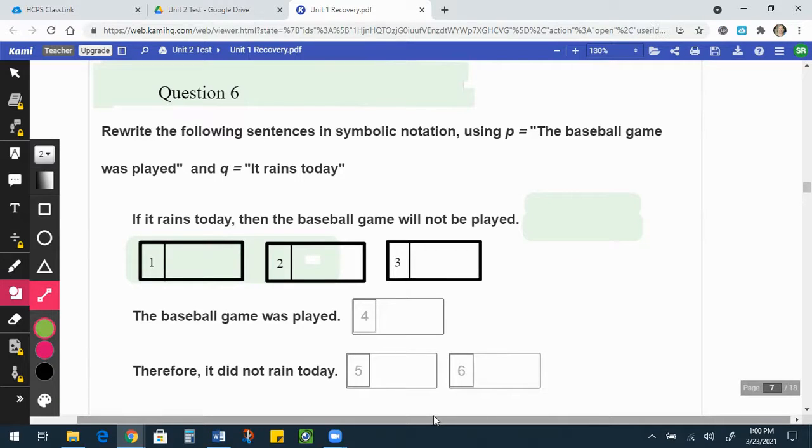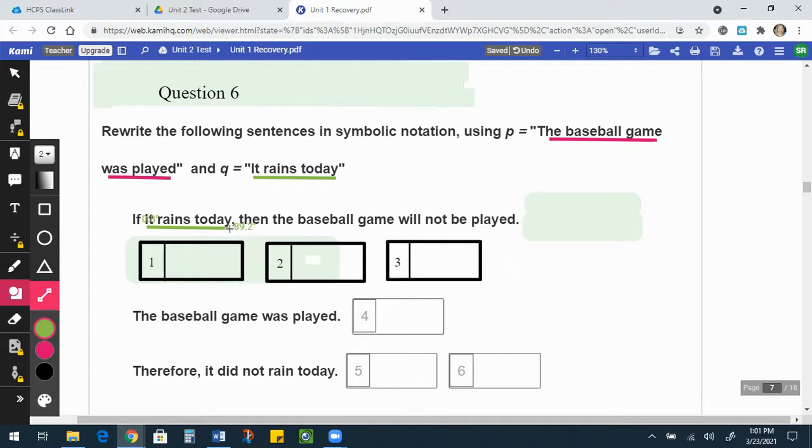Question 6. Rewrite the following sentences in symbolic notation using P equals the baseball game was played and Q equals it rains today. All right, so wherever we see the words the baseball game was played, we're going to replace that with the letter P. Wherever we see it rains today, we're going to replace those words with the letter Q. First sentence, if it rains today, then the baseball game will not be played.